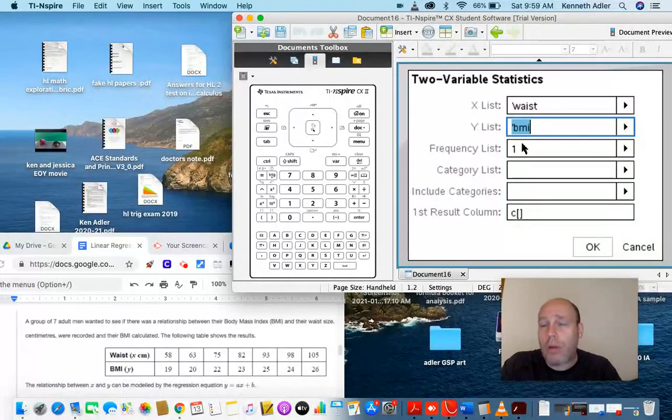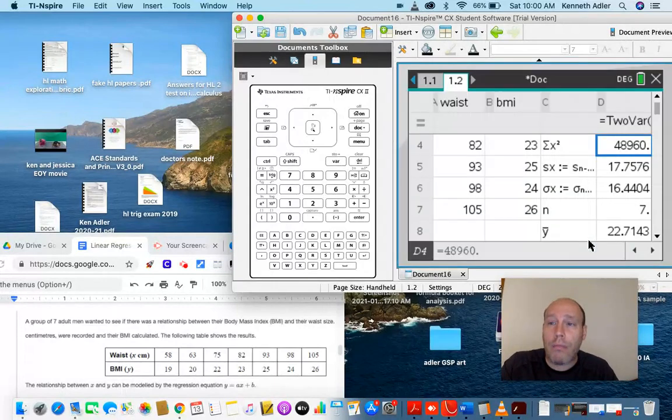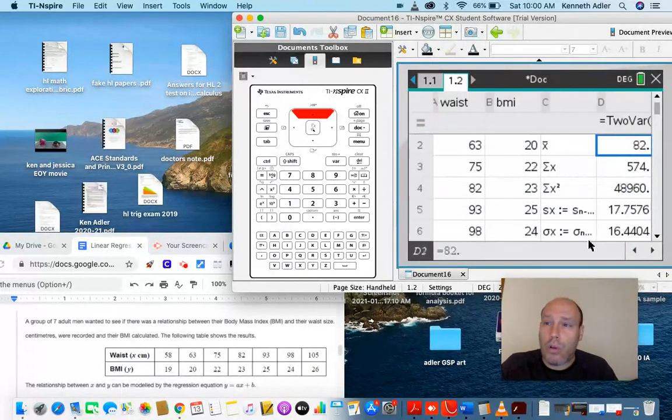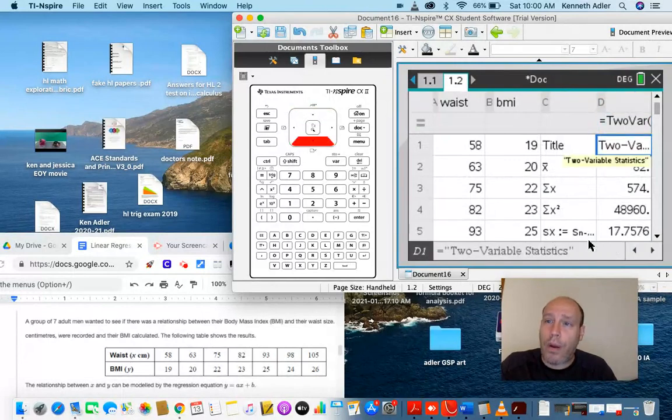As I said before, we don't know if one directly affects the other. We just know that it seemed like there was a linear relationship. So we're going to call one X and the other one Y. There's no frequency list. We're going to put all this information in the C column. Okay, good. So let's go to the top of the C column, two variable statistics.